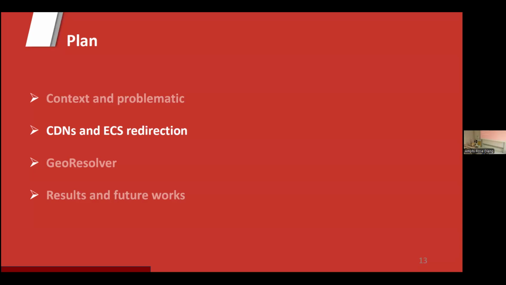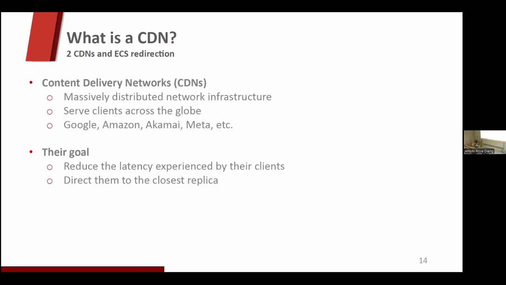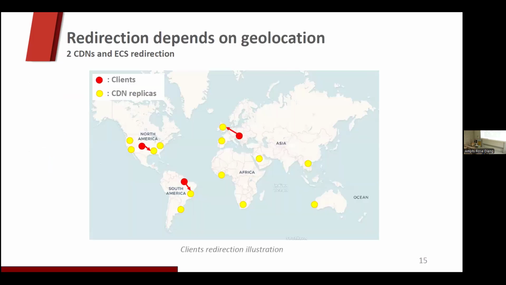So before explaining how we select those vantage points, very quickly, what a content delivery network is. It's a massively distributed network infrastructure that hosts internet services through replicas spread across the globe. One of the objectives of those CDNs is to reduce the latency experienced by their clients. And one way to do that is to redirect clients that are geographically close to servers that are geographically close. Intuitively, a client in Europe will be mapped in Europe, a client in the US, etc.